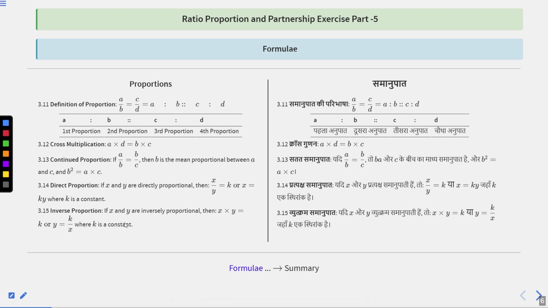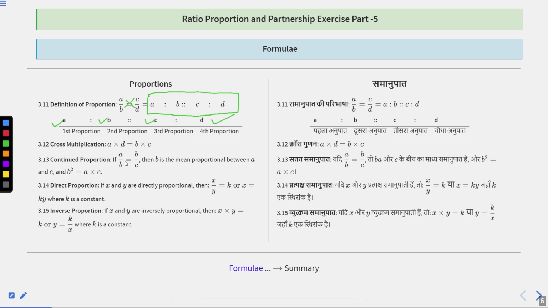When two ratios are equal, then we say that they are in proportion. So we can write it in the form of A ratio B proportionate C ratio D. This is the representation of proportion. A is called first proportional, B is called second proportional, C is called third proportional and D is called fourth proportional. Cross multiplication, we can write it: A into D equals B into C.